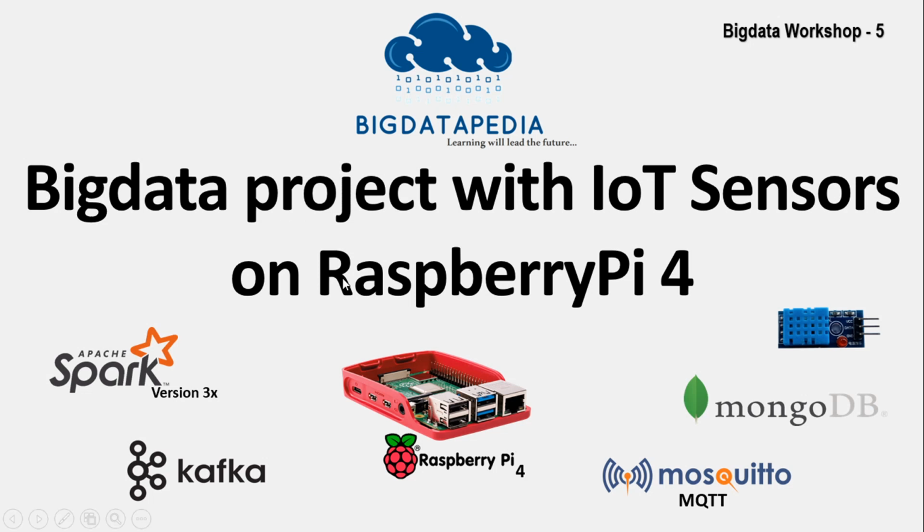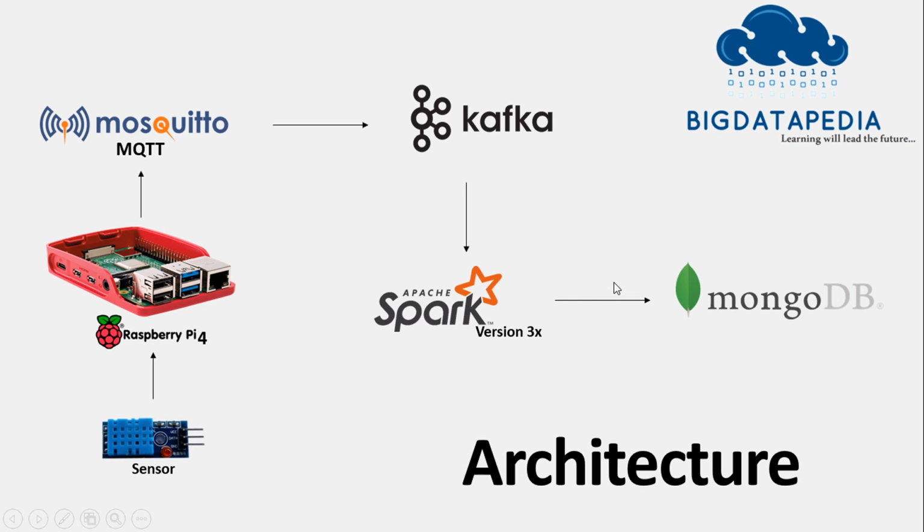Welcome to Bigdatapedia. Today we are going to discuss a small project with Raspberry Pi which is connected with an IoT sensor, and how the data will be transferred via Raspberry Pi in real time. That's what we are going to see today. So we can discuss the architecture, how we are going to achieve it. So this is the architecture.